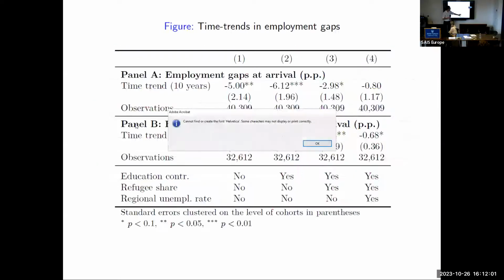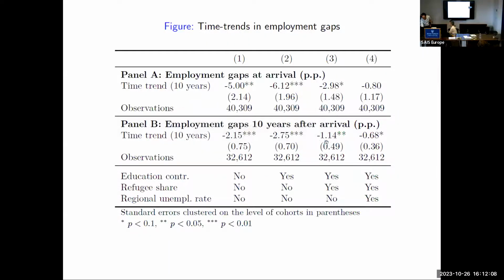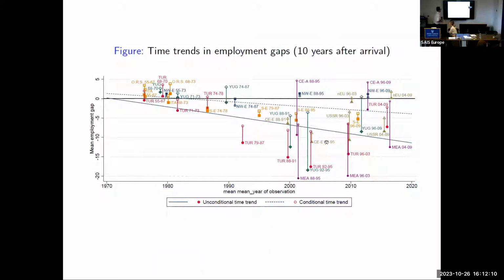The hollow dots, now we have a missing font, the hollow dots and this dashed line, this is a conditional comparison where we compare immigrants and natives of the same education. So we're trying to control a bit for the composition of different cohorts. Of course, if a cohort of migrants comes in with very low education, that affects their employment outcomes, and we can control for these compositional changes over time.